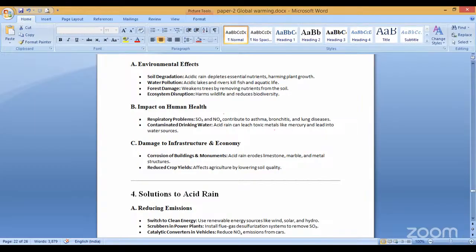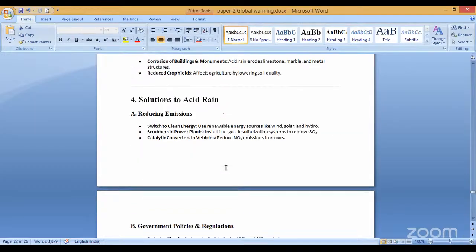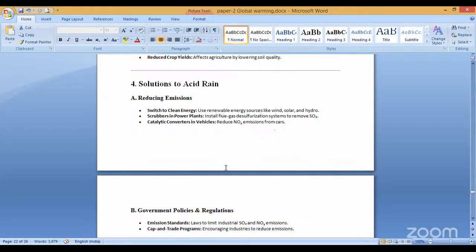Contaminating drinking water: acid rain can leach toxic metals like mercury and lead into the water sources. Damage of infrastructure and economy: corrosion of buildings and monuments. Acid rain erodes limestone, marble, and metal structures, reduces crop yields, and affects agriculture by lowering the soil quality.